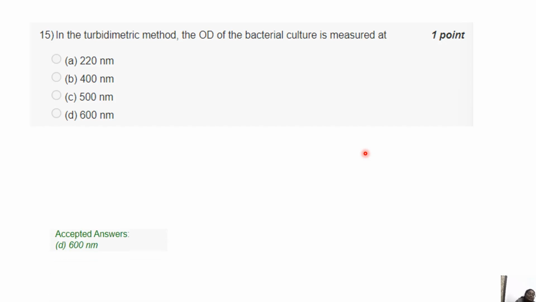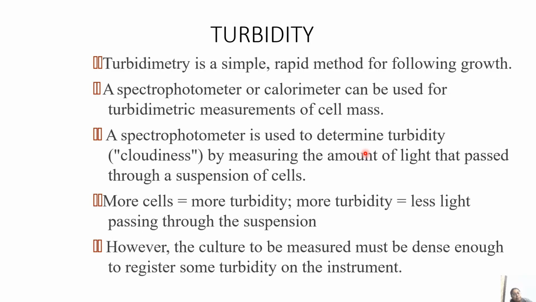Okay, so the correct answer is 600 nanometer. Amongst the options given here, it's 600 nanometer. Some people take OD measurement even at 590 nanometer. Basically we choose this wavelength to take the absorbance or optical density when we are trying to find the bacterial growth, when we are trying to follow the bacterial growth curve that we discussed in one of our previous classes. So that is what happens in case of the turbidimetric method.